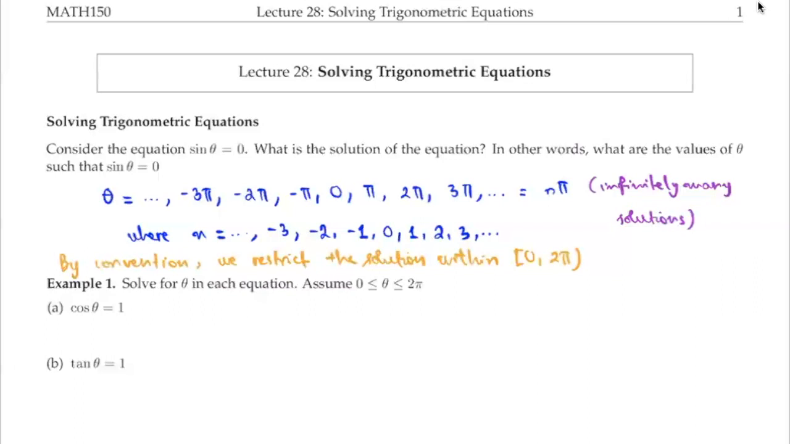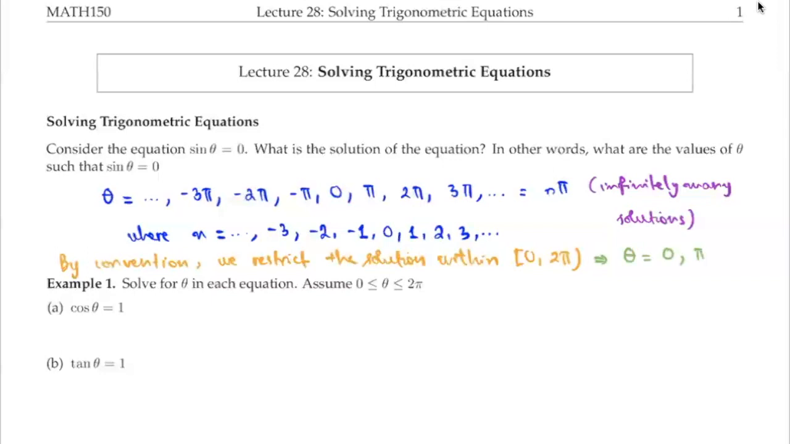So with this new restriction in solving trigonometric equations, we go from infinitely many solutions to a reduced number of solutions. So in this case, theta is going to be only equal to 0 and pi, right? So that reduces the level of difficulty of the problem by a lot. Okay, so I hope that makes sense to you.